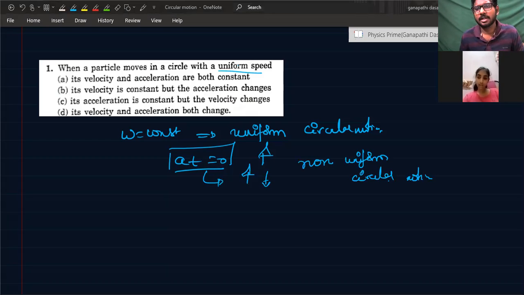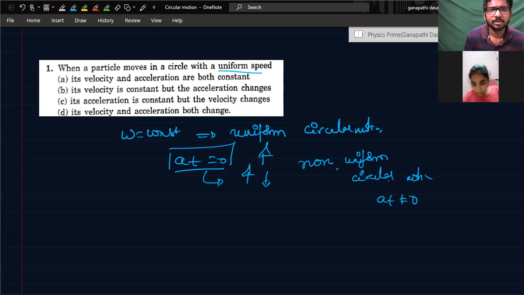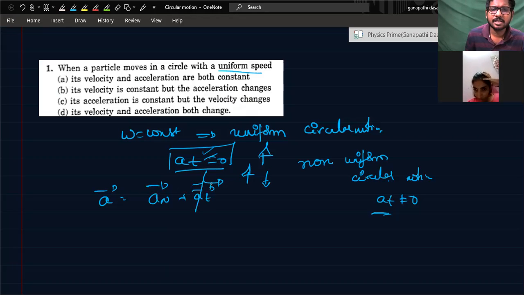For non-uniform circular motion, a_t is not equal to 0. We have studied this or not? Yes, sir. a_t is equal to 0 for uniform circular motion. That means acceleration is the sum of one a_n vector plus one a_t vector, and a_t is 0.